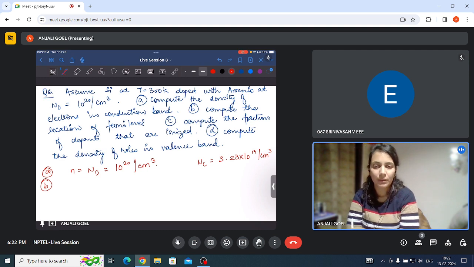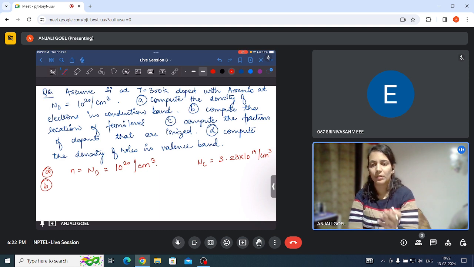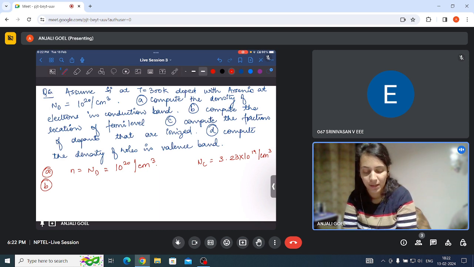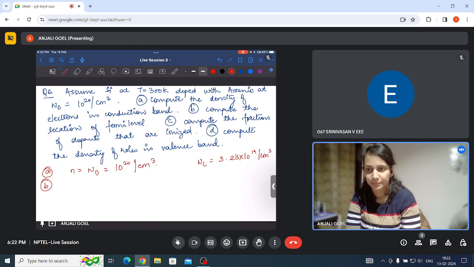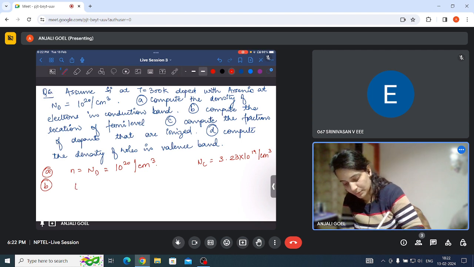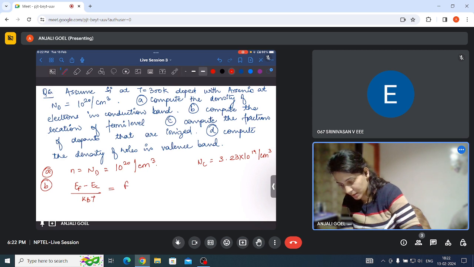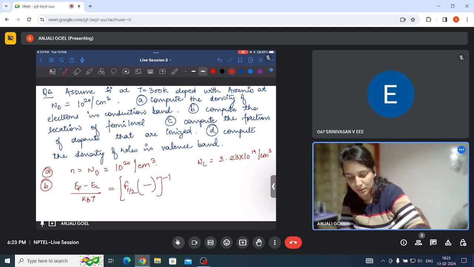You can tell me the value in terms of the Fermi factor. Because you won't have the Fermi factor calculator, you can let me know in terms of F1 by 2. So you have to take EF minus EC by KBT, and this will be F1 by 2. You have to tell me these two terms and what they will compute to be.